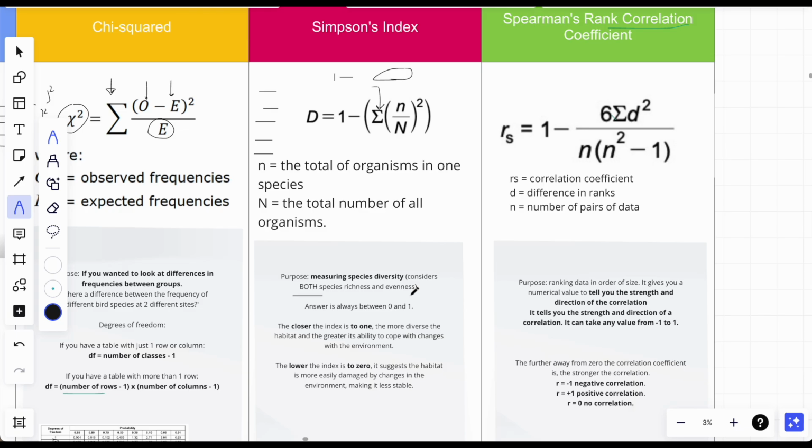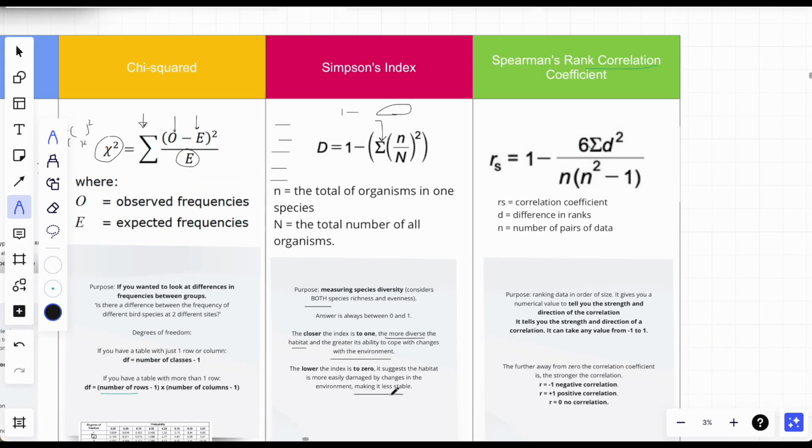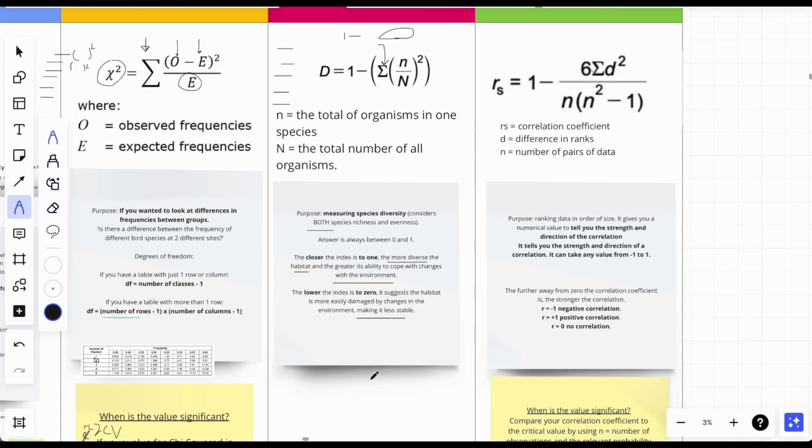So if your value is close to 1, then that means there is a more diverse habitat and it has a greater ability to cope with changes in the environment, okay? But if your value is close to 0, the habitat is very easily destroyed and damaged by changes in the environment, making it less stable. And that's normally a follow-up question after you calculate Simpson's index, okay?